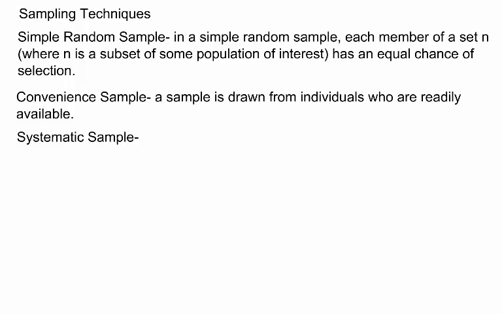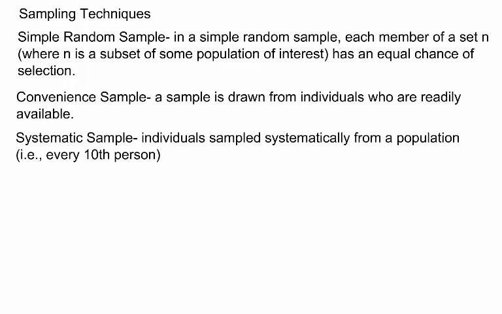Next, we have systematic sample. Here, individuals are sampled systematically from a population. For example, every 10th person. In other words, if you stood outside a grocery store and sampled every 10th person who came out in a systematic fashion, that would fit the criteria for a systematic sample. Pretty straightforward.